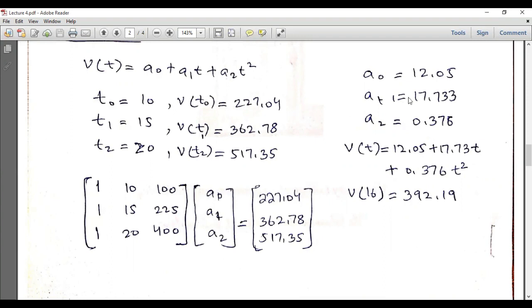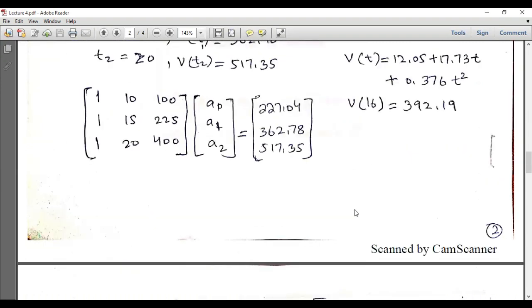So these are the calculated values of a naught, a1, and a2. So this is our polynomial, which is second order, and in this polynomial we will put t equal to 16, and now the evaluated value is 392.19. So that was the direct method of interpolation.